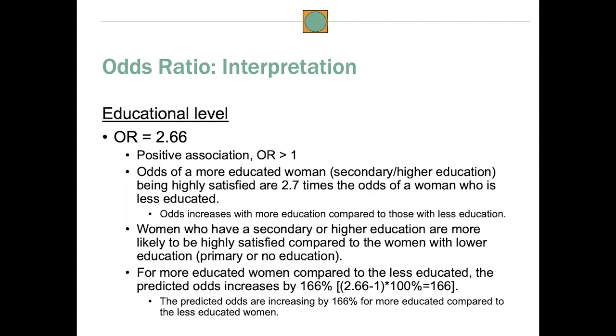So our odds are increasing for more educated women compared to less educated women. Alternatively, you can say that women who have secondary or higher education are more likely to be highly satisfied compared to women with lower education. As a percentage, we can say that for more educated women compared to less educated women, the predicted odds increase by 166%, which we calculated by subtracting 1 from our odds ratio and multiplying that by 100%.